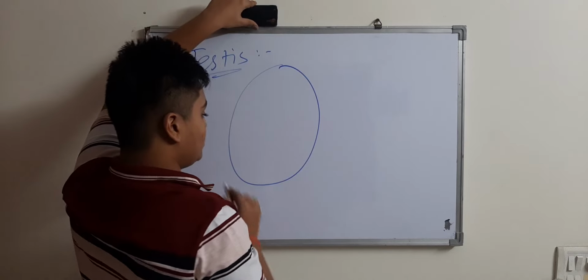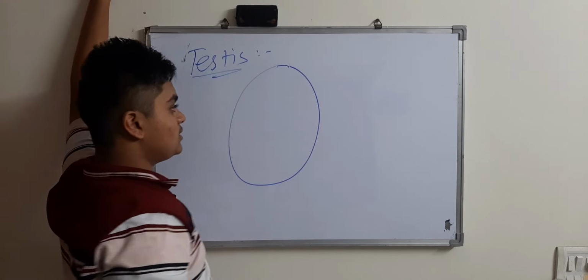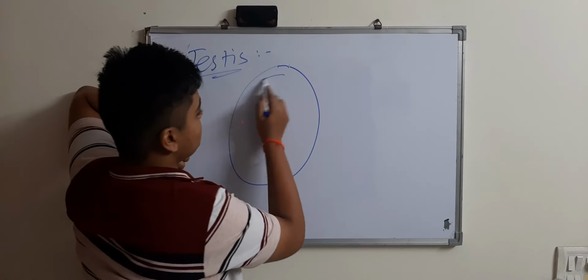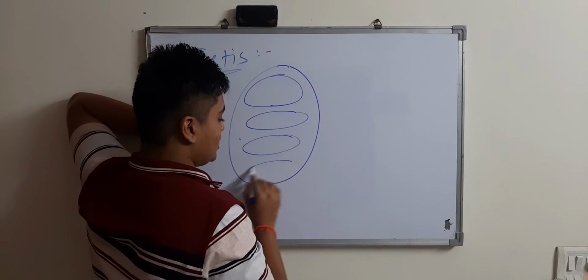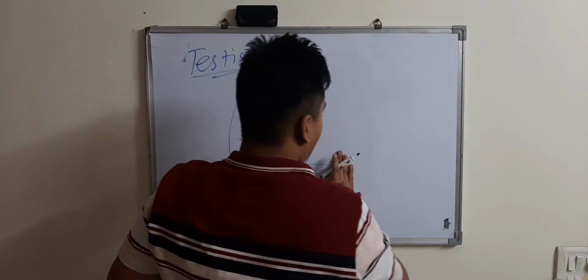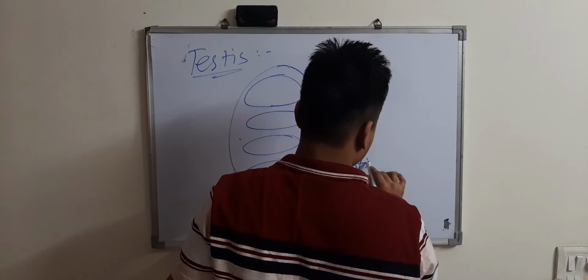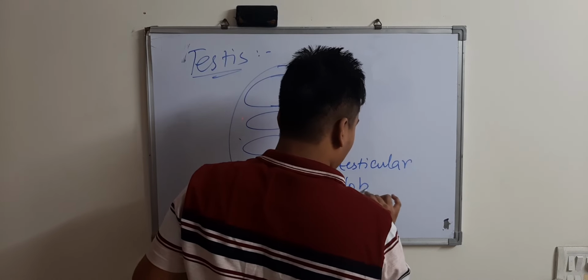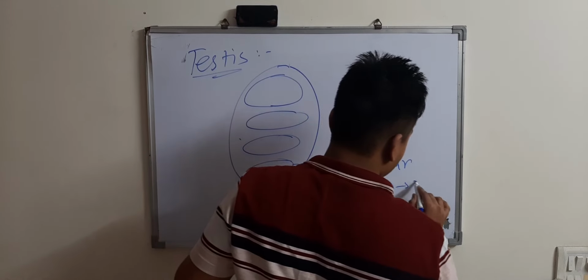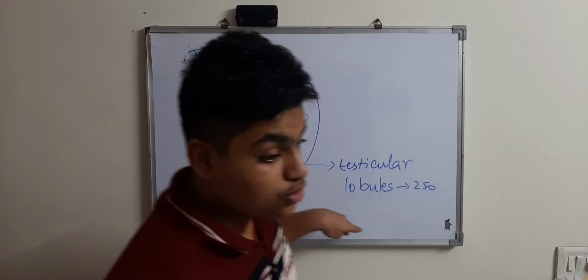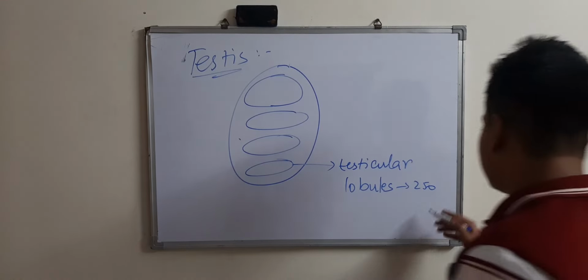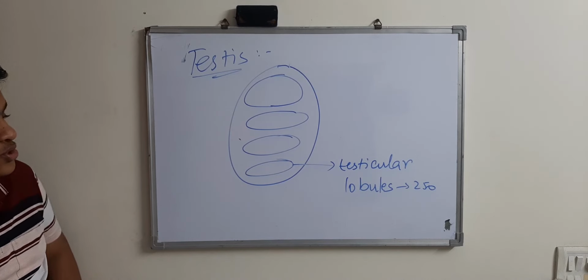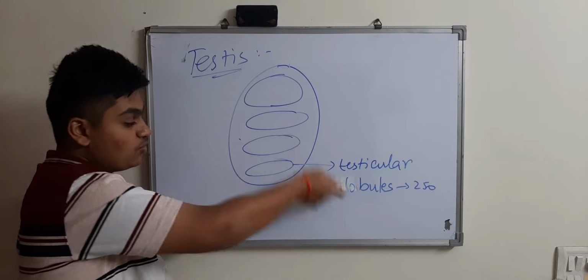This testis is oval shaped, and if this is a testis, what happens is this testis is divided into many compartments. These compartments are generally called testicular lobules. I have shown only four here, but there are 250 testicular lobules. There are 250 compartments which are known as testicular lobules. Okay, got it?